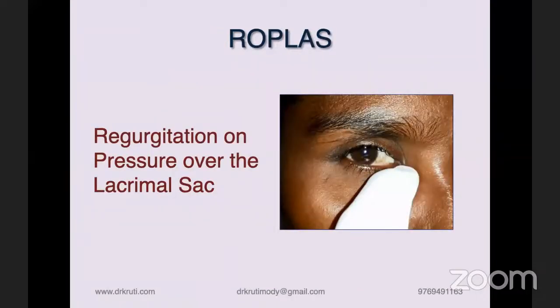So when the patient comes to you, the first test is regurgitation on pressure over the lacrimal sac area. Essentially, from externally, you give pressure over the lacrimal sac area and you see either clear fluid or discharge regurgitating from the puncta. If it is regurgitation positive, you can say that there is a nasolacrimal duct obstruction. Essentially, the fluid is not draining out into the nose, and that is why it is regurgitated. Very simple test, especially if you have children, congenital. I am not covering congenital in this, but in children with congenital nasolacrimal duct obstruction, regurgitation positive is the simplest test to do, and you know what you are dealing with.